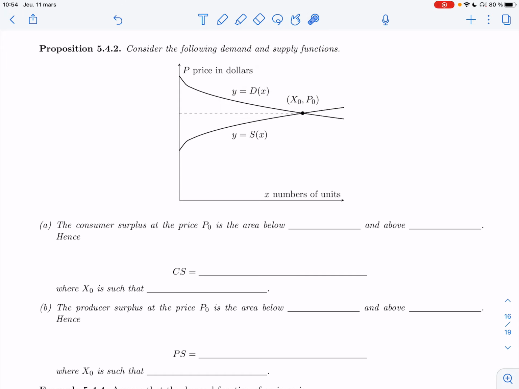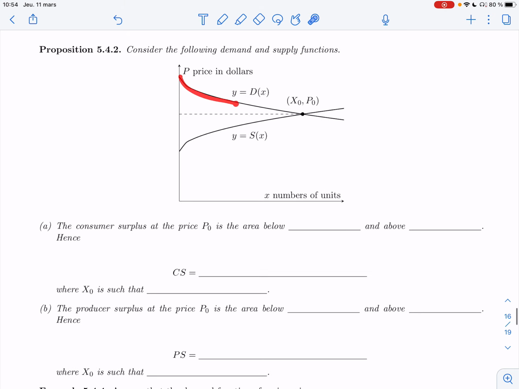All right, we are now ready to actually get a mathematical formula for the consumer and producer surplus. So proposition 5.4.2, consider the following demand and supply functions. I have the demand function right here. I have the supply function right there. I have the equilibrium point at a price of P0 and a number of units X0.